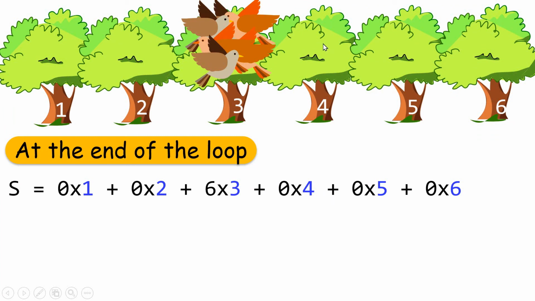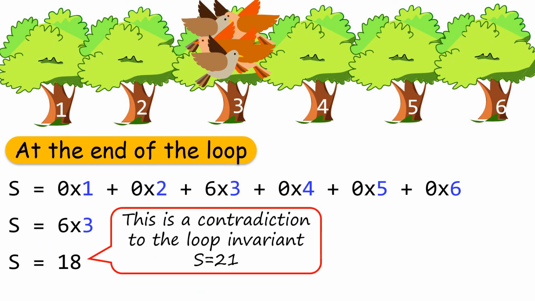0 into 4, there are no sparrows on tree number 4. 0 into 5, again no sparrows on tree number 5. 0 into 6. No sparrows on tree number 6. That is, S is equal to 6 into 3. S is equal to 18. This is a contradiction to the loop invariant S is equal to 21. Here I assumed that all the sparrows would have gathered on tree number 3.